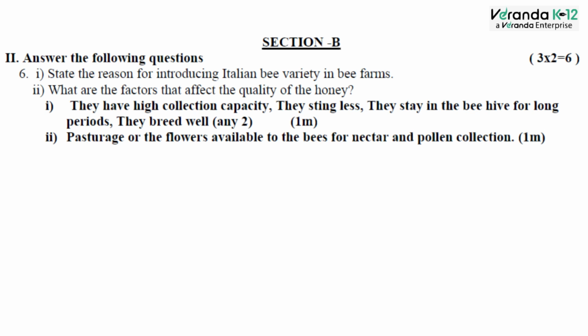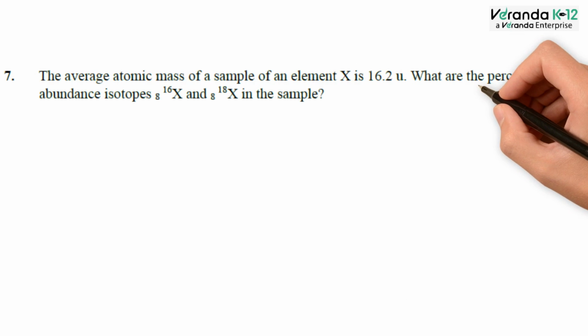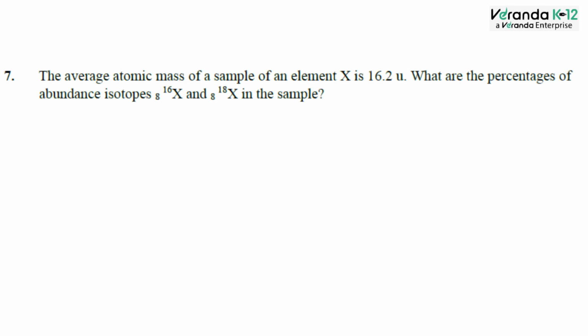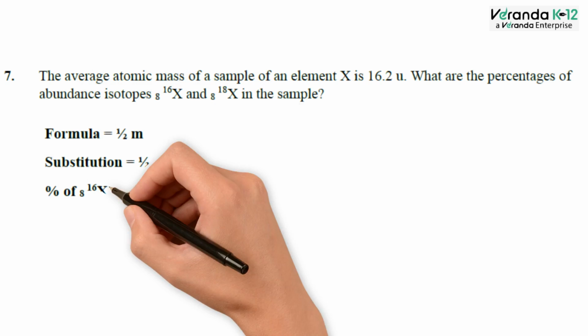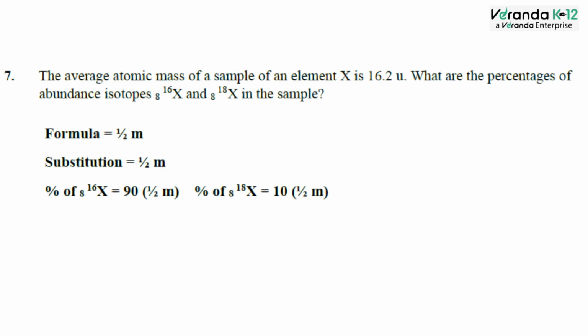And now question number 7, the average atomic mass of a sample of an element X is 16.2 units. What is the percentage abundance of the isotope of element X having atomic number 8 and mass number 16, and of X having atomic number 8 and mass number 18 in that sample? So here, let us consider the percentage of element X having atomic number 8 and mass number 16 be A, and the percentage of element X of atomic number 8 and mass number 18 be 100 minus A.